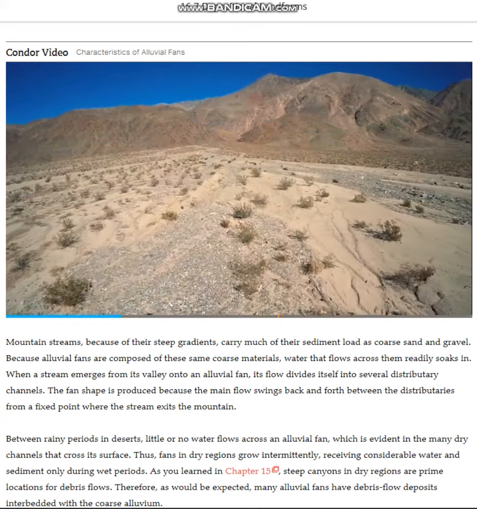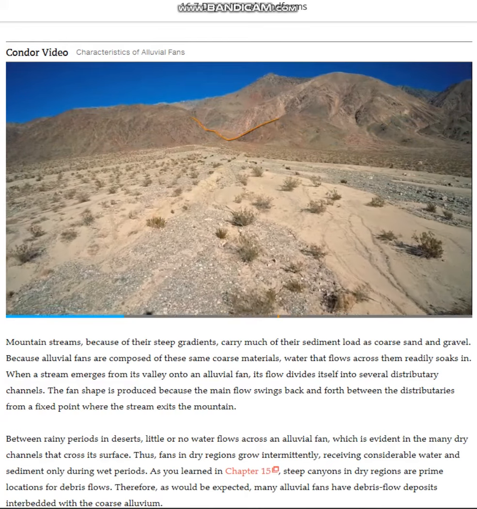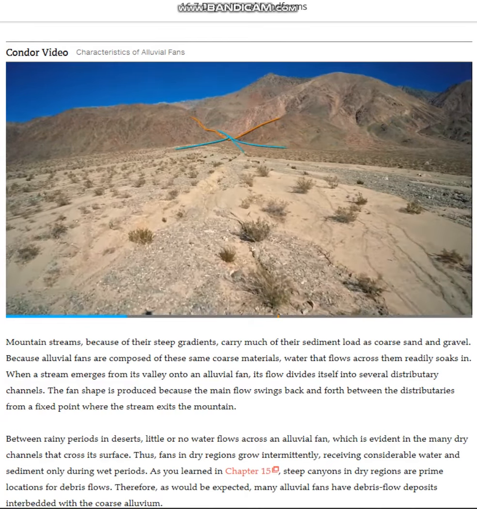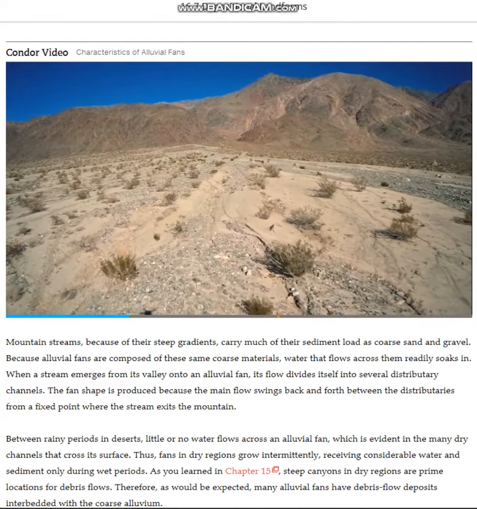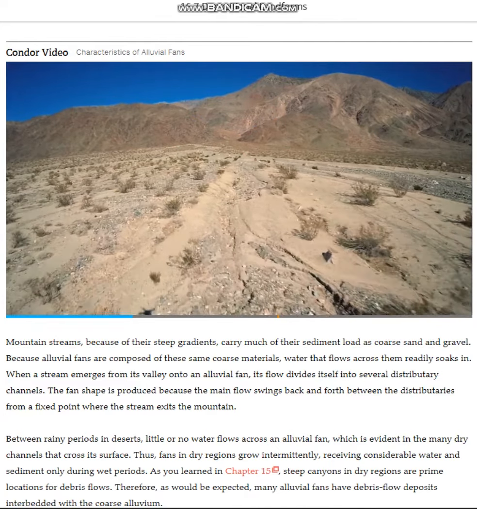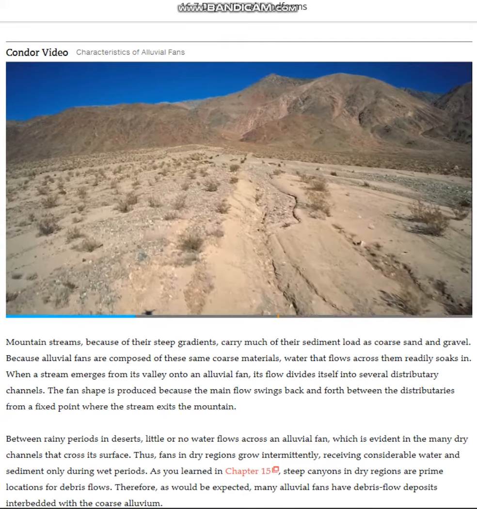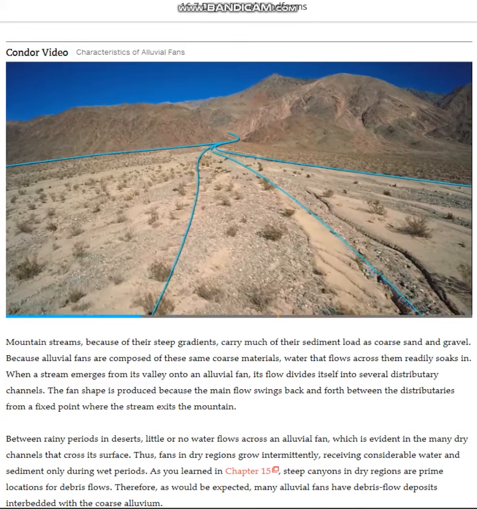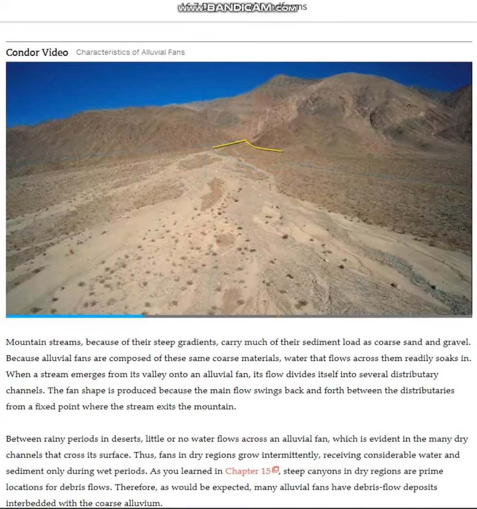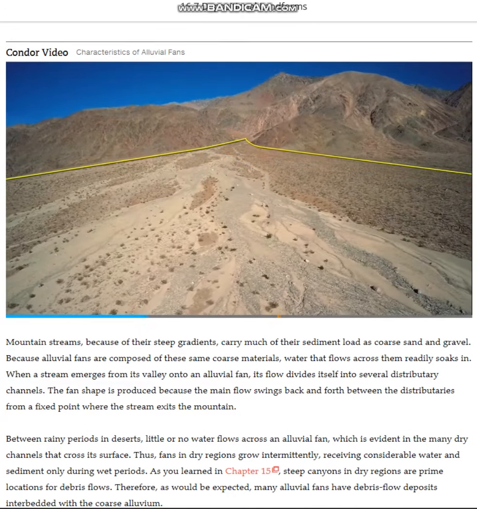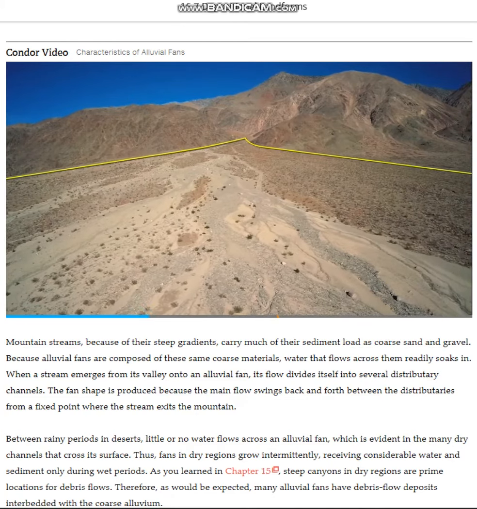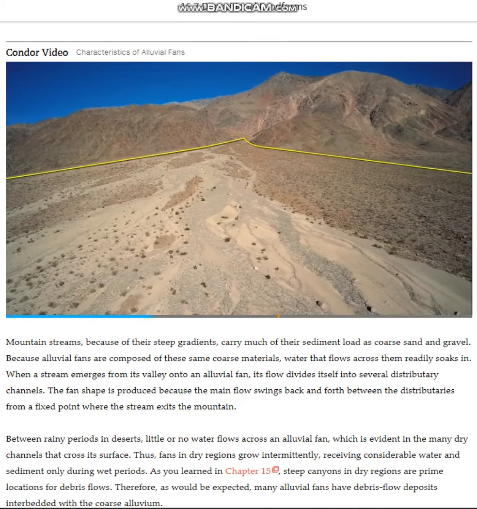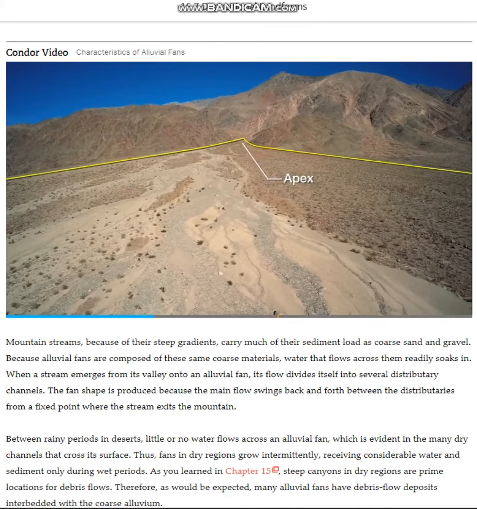Once the stream enters the basin, it is no longer confined by valley walls and has room to spread out. Additionally, the decrease in gradient leads to slower water velocity, and alluvium is deposited on the fan surface. Numerous distributary channels are commonly observed on fans. The fan's shape is produced from stream flow essentially migrating back and forth between distributary channels, which originate at a fixed point at the mountain front called the apex.